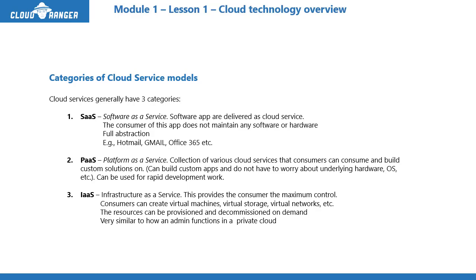So like I mentioned, this provides the consumer the maximum control on the environment. Lower abstraction means higher control. And consumers can create virtual machines, virtual storage, network. So this is very much like being in your own data center, except that you don't have to worry about the virtualization part.